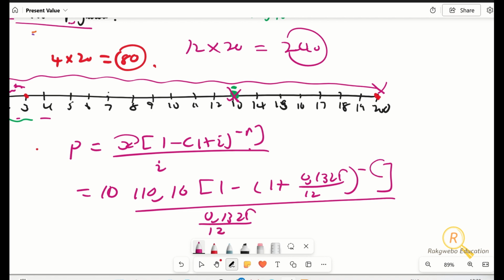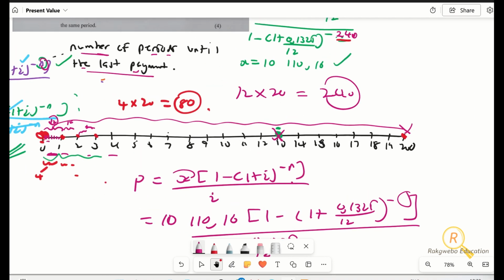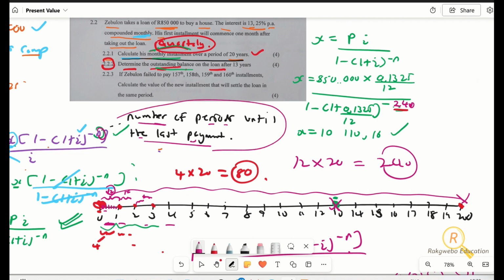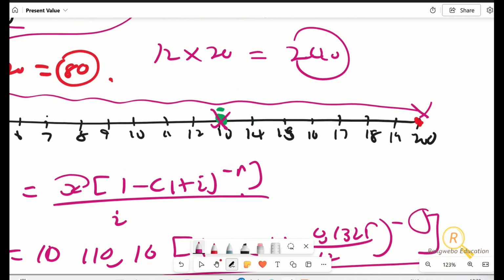Okay, now we want to substitute the N. Remember what I said about the N. The N represents the number of periods until the last payment. So we are at time 13. The last payment will be made here at time 20, which is after 20 years. Now, what is the number of periods from here to there? You're not going to count years.